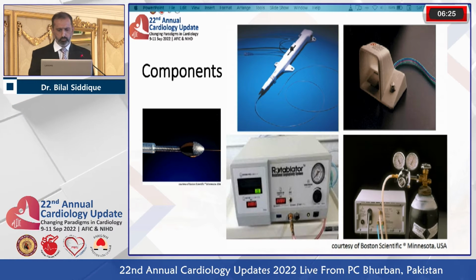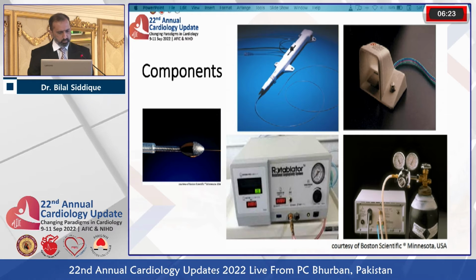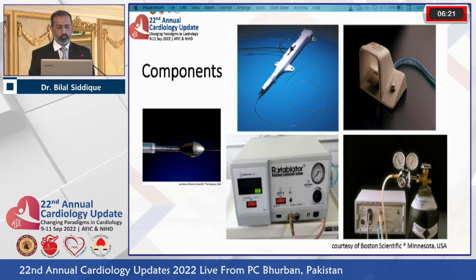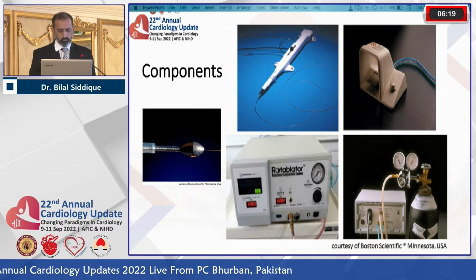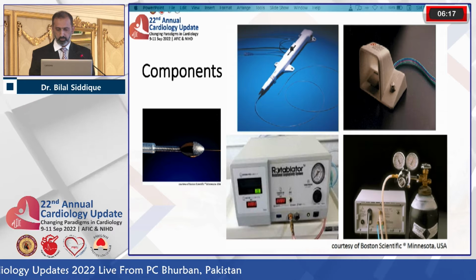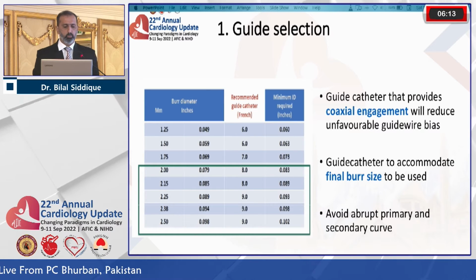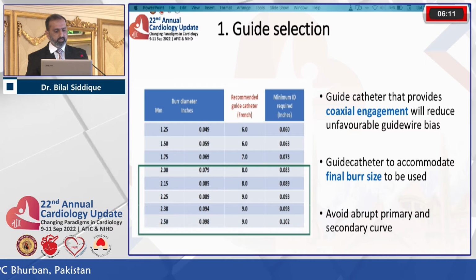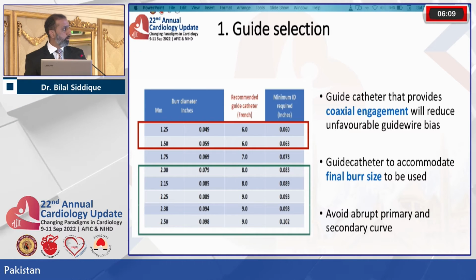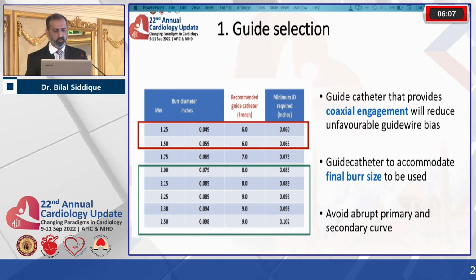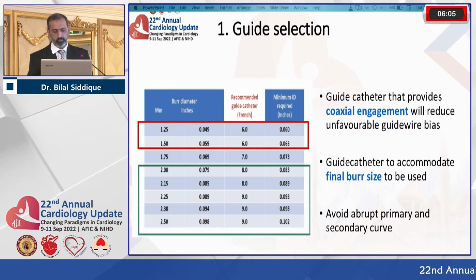The components of rota are a nickel brass burr, the advancer, the foot pedal, the rotational console, and the gas chamber. The first step of performing rota is the adequate guide selection. The 6 French guide can take a 1.25 and a 1.5 burr. It cannot accommodate a 1.75 burr.